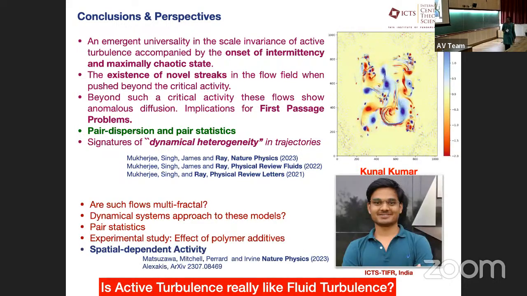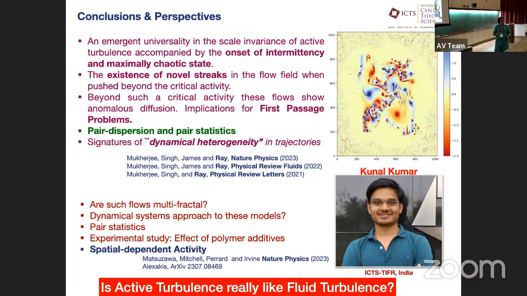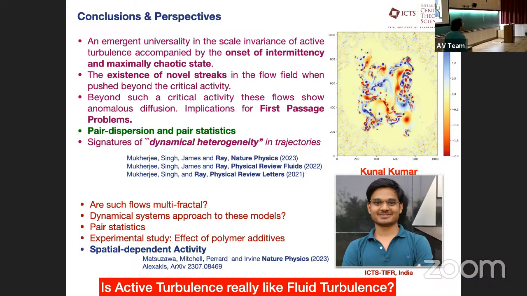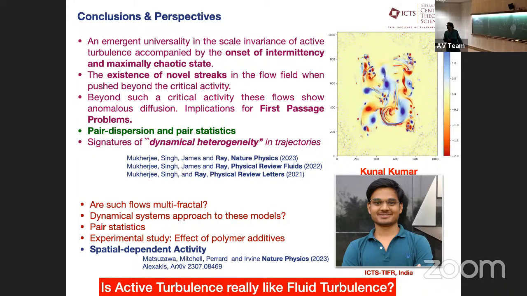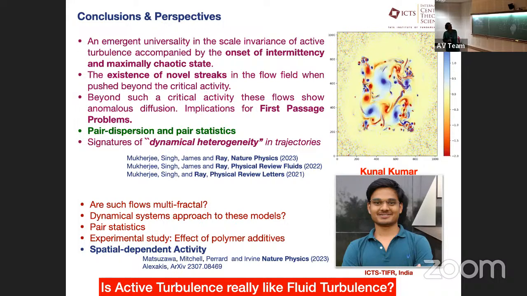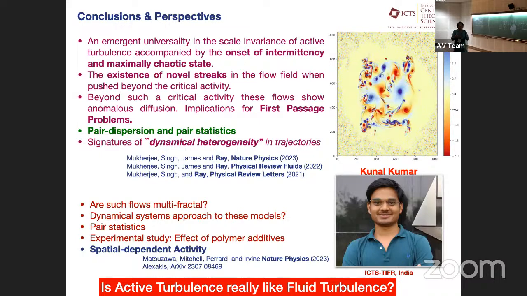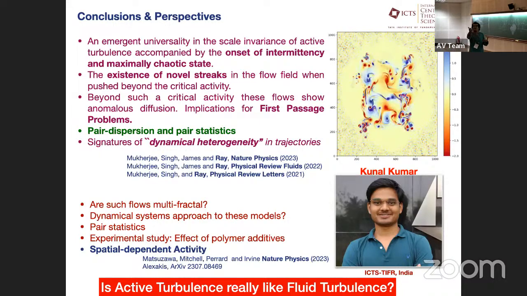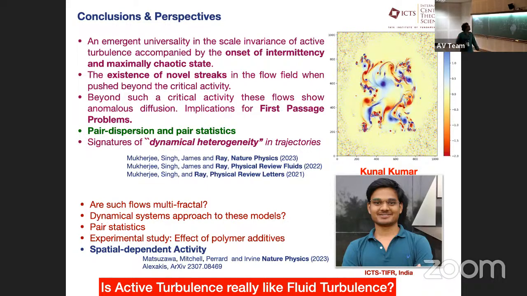Okay, so what's the next stage? The next stage that we are trying to understand is whether these flows are multifractal. Again, that's the turbulence signature. The experiments that I showed you are going on with polymer additives. How does the mean square displacement change, etc.? Because we know a lot about what happens in viscoelastic flows and elastic turbulence. So, is there something similar to that?